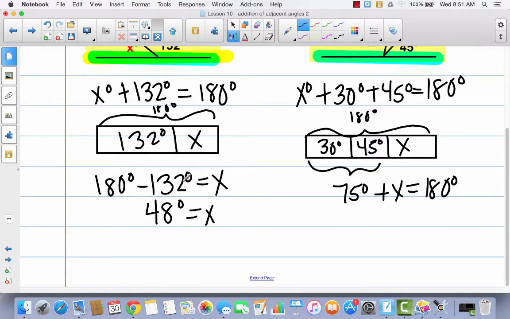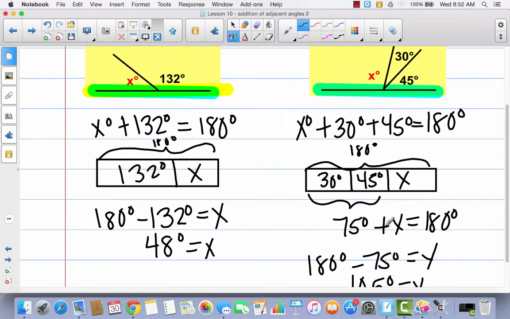Now it's just like this problem over here. I just have to subtract 180 degrees minus 75 degrees to get x. Well, 180 minus 75 would be 105 degrees. If you don't believe me, you can solve it out, but I know that 180 degrees minus 80 degrees would be 100, but this is actually 75 degrees, so I'll have to add 5 back, so it would be 105 degrees. So this is what we mean by solving for the unknown angle.